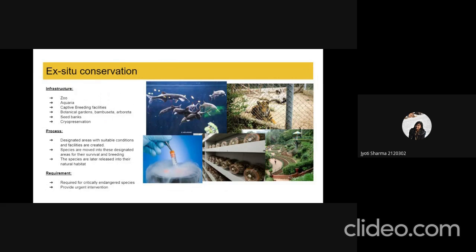Okay, so this is the infrastructure. Then in the process we design this area with suitable conditions and facilities, and species are moved into that area for their survival and breeding. After that, if they are surviving and breeding, then we can release them into another natural habitat. And why are we doing this ex situ conservation in place of in situ conservation?